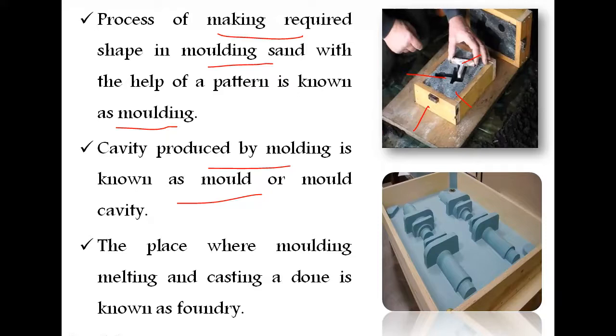Next, foundry. The place where molding, melting and casting are done is known as a foundry. In this foundry, we prepare the molding sand, and do transferring, blending, mixing and compacting. We use various molding tools, prepare cores with the support of core boxes, melt the metal and transfer the metal. These things are done in one place, and the place is called a foundry.